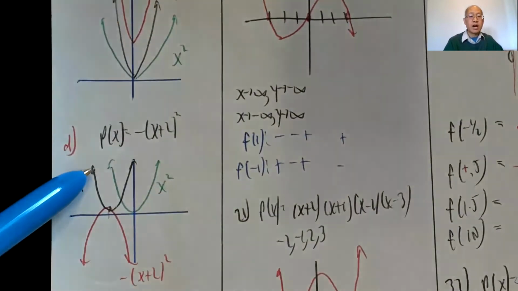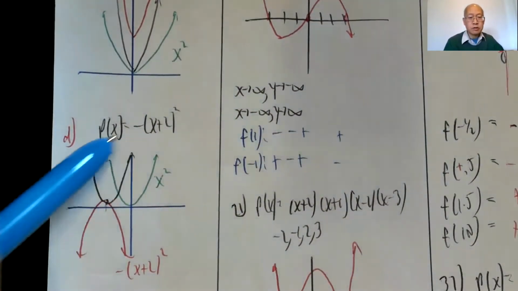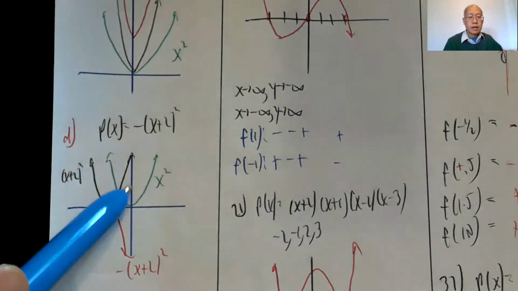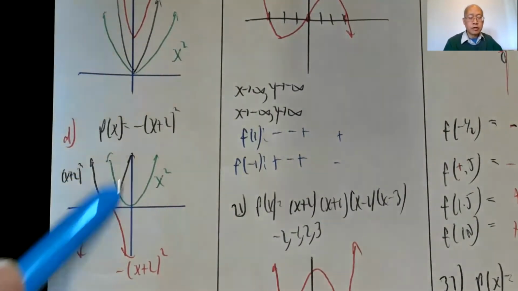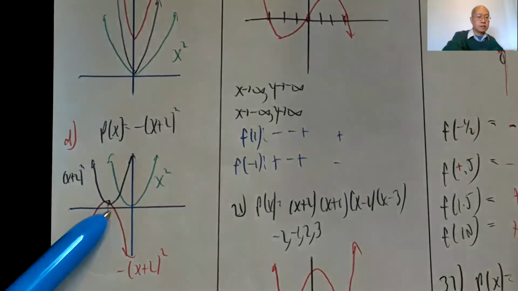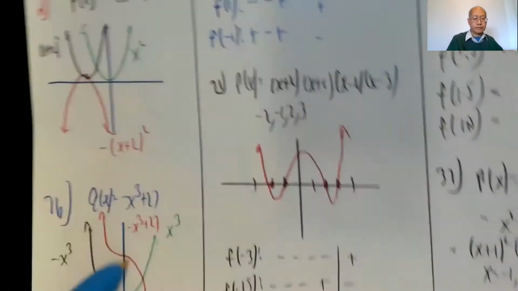Okay, 5D, negative x plus 2 squared. So here's x squared. x plus 2 squared moves the graph 2 to the left. And then the minus sign reflects across the x-axis. So it ends up coming down here.